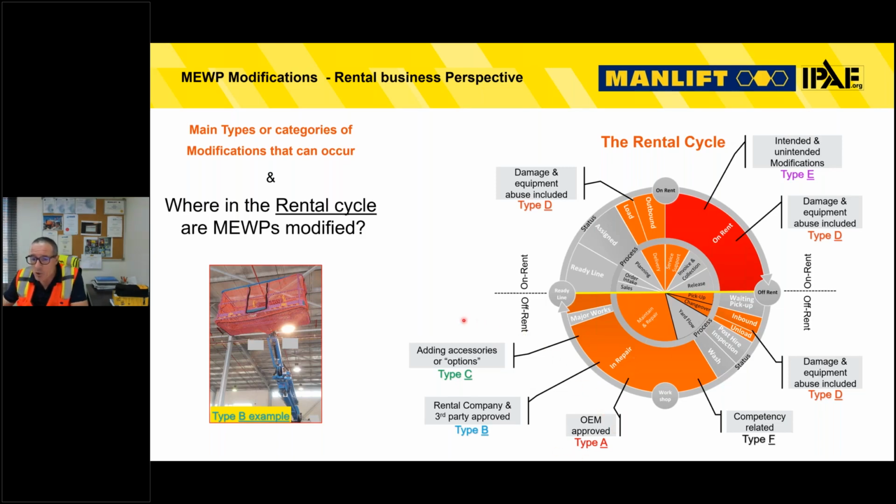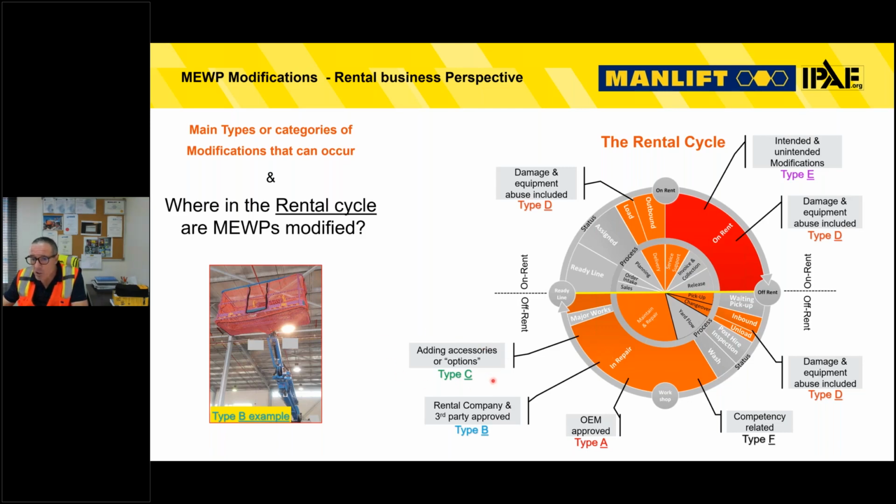So type A, and I'll jump to type C, type B here, rental company and third party approved modifications, type B. This is where the rental organization, in conjunction with an approved third party organization with their engineers, will approve a modification to be used in the fleet. The correct calculations will be done by the competent engineers to make sure that the MEWP still meets the design criteria to which it was built, for example, EN280 or A92, that doesn't change, and that any relevant changes to the operator manual for instructions and use are also applied to that modification.